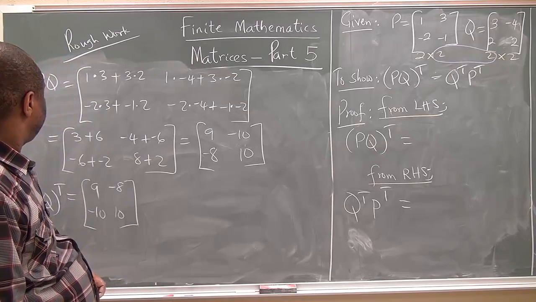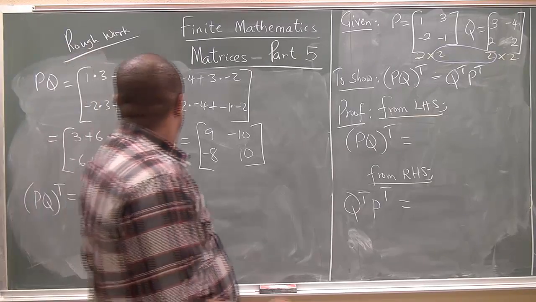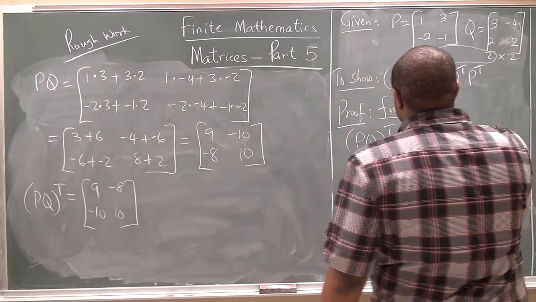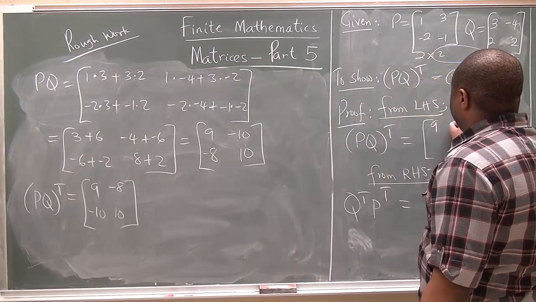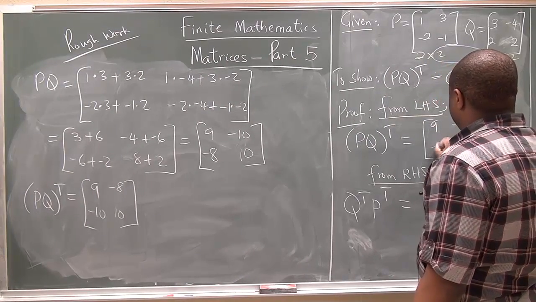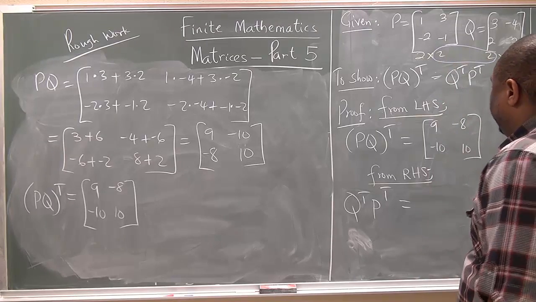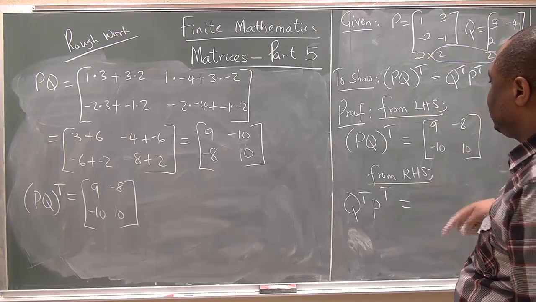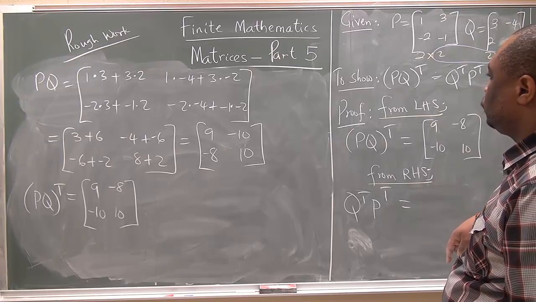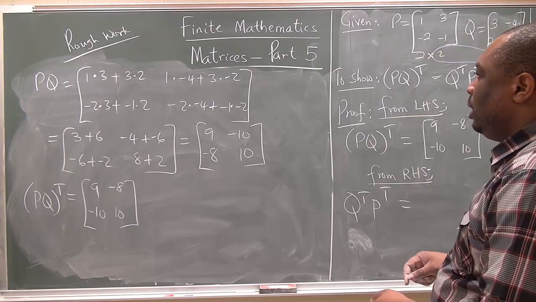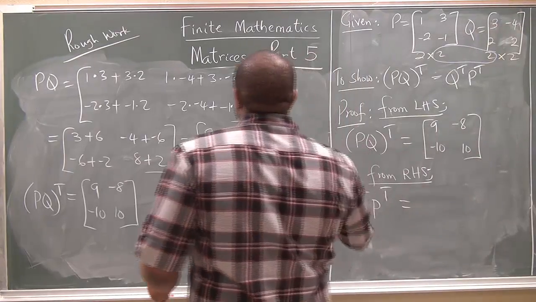I want to double check this to make sure that I am correct. Okay. So this will be 9, negative 8, negative 10, by row. Alright, now let's find Q transpose times P transpose. Okay? We have to erase this.